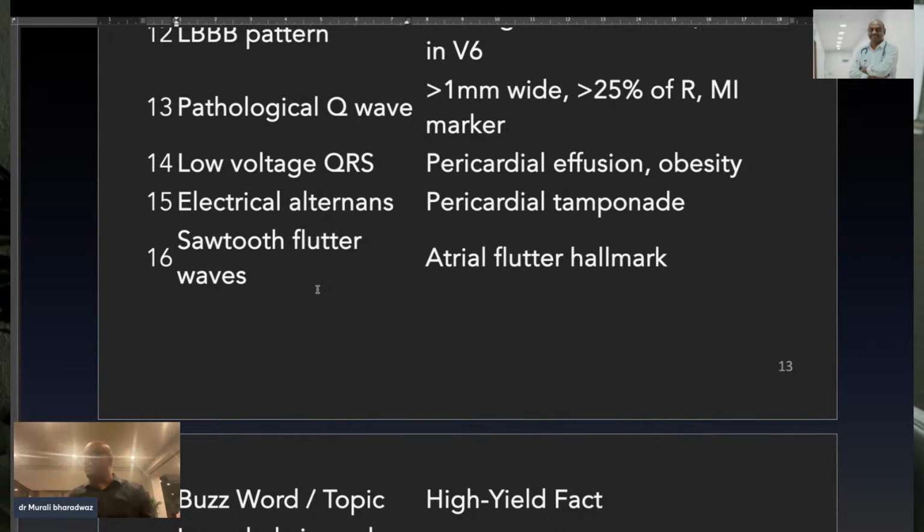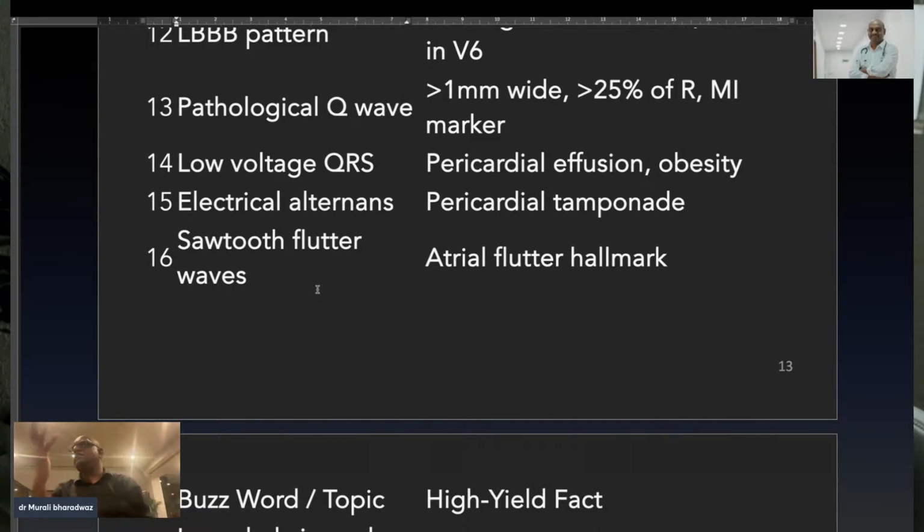Any Q wave in right-sided leads is pathological. In left-sided leads you normally expect it, but if it is more than 1 mm wide and more than 25% deep compared to the height of the R wave, then you call it a pathological Q wave.